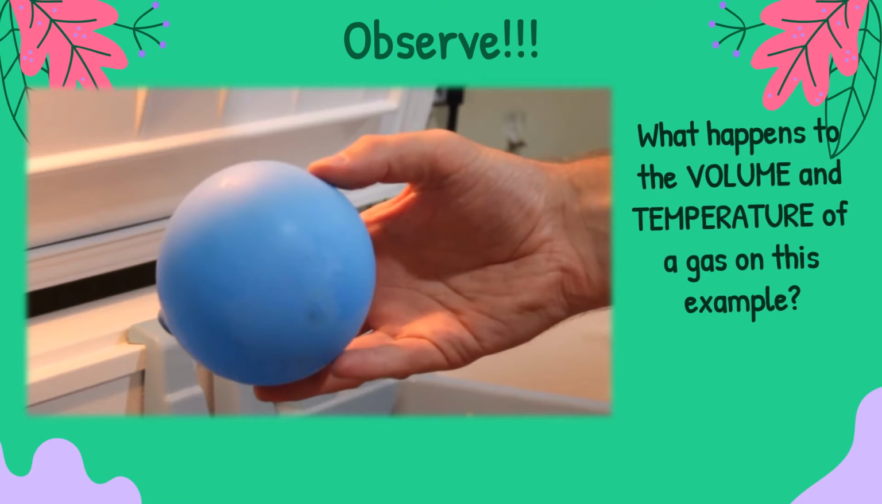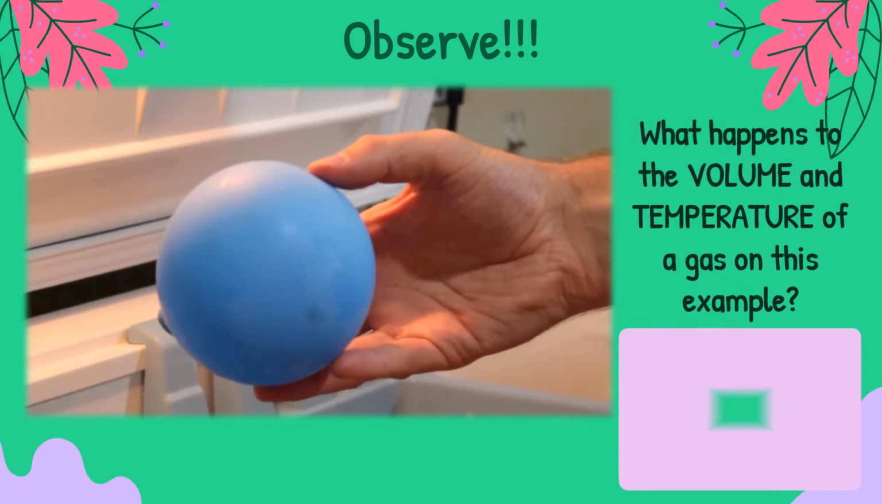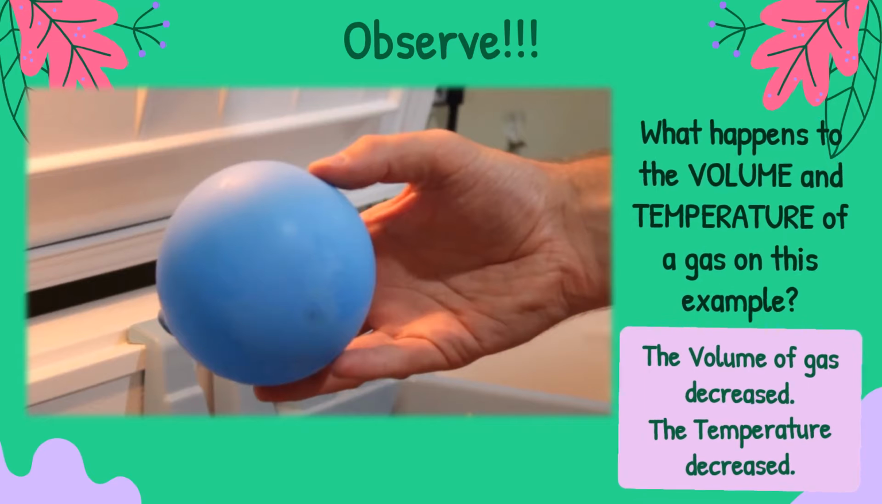The temperature of the gas inside the balloon decreases because of the cold temperature inside the fridge. That results in the gas molecules moving slower and compressing, and also occupying a smaller space, or decreasing its volume. So in this example, the volume of a gas decreases as the temperature also decreases.